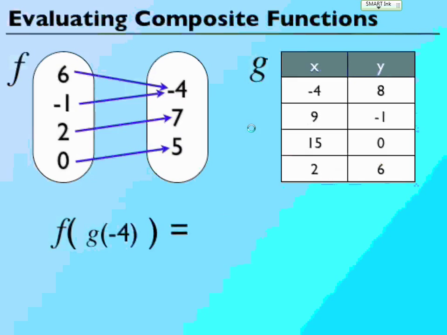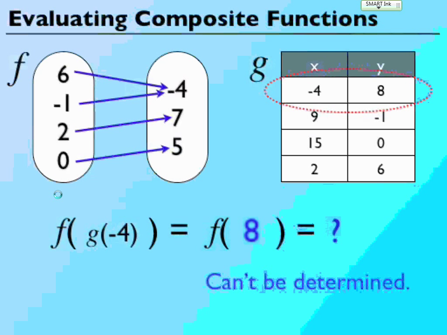All right, f of g of -4. Hopefully you're getting the pattern here. Simplify the inside first, so this becomes f of 8. We get the 8 because g of -4 is 8, and f of 8, oh, that's not over here. We don't have 8 as an input. Do you remember what we put when we don't have enough information here? We put cannot be determined. It cannot be determined from our information.